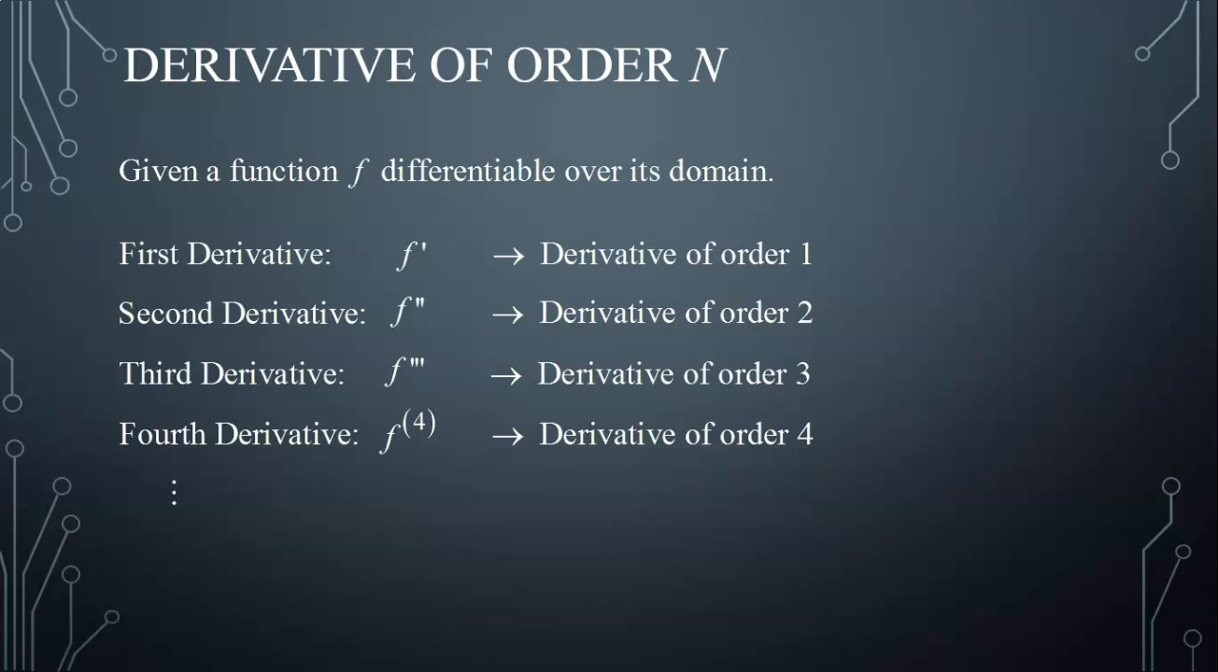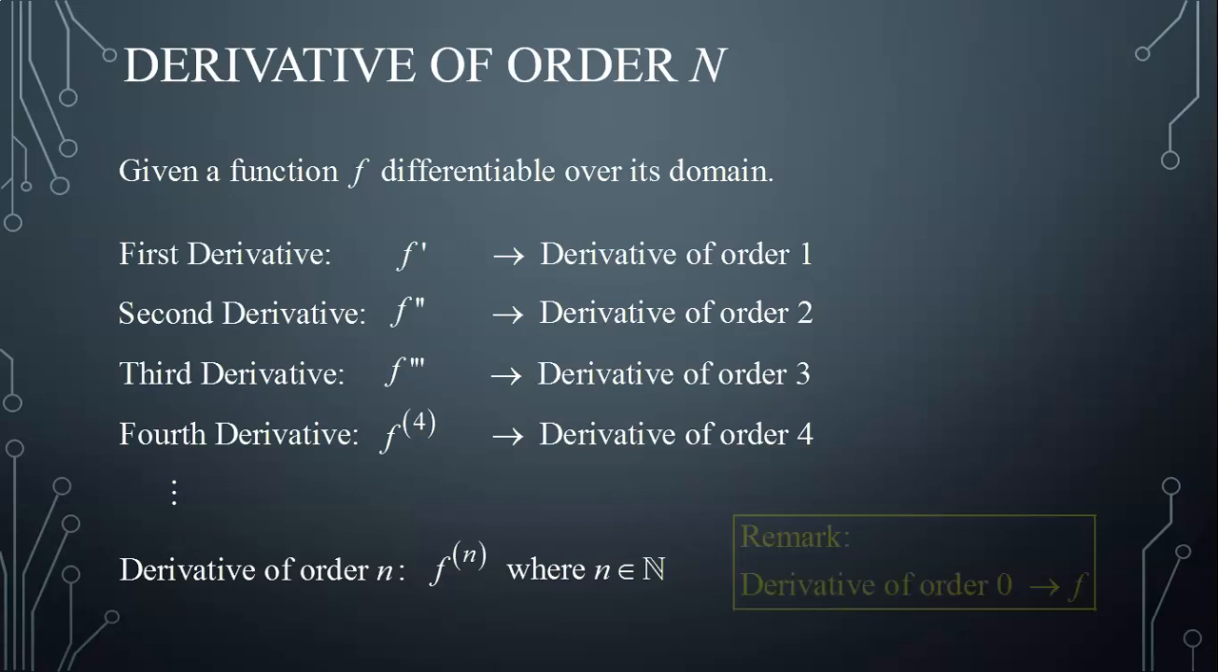And so on. We can keep on finding the derivatives of the function up to the order n, which is denoted by f^(n), the derivative of order n, where n is a natural number. Now, as a small remark, the derivative of order 0 is in fact the function itself, f.